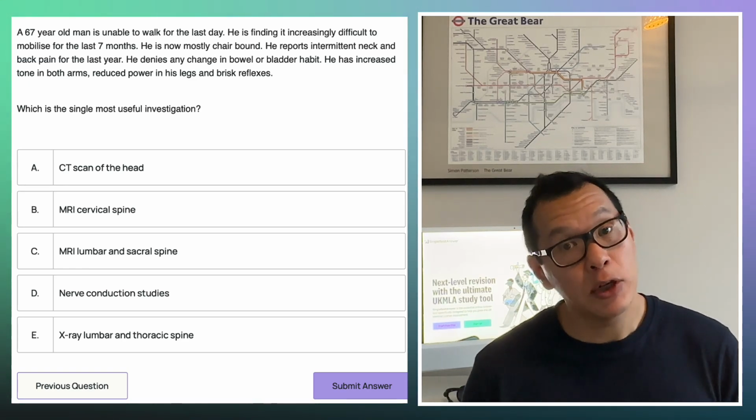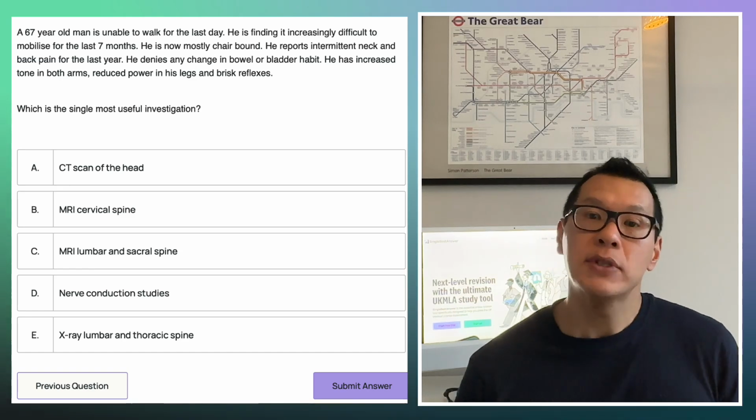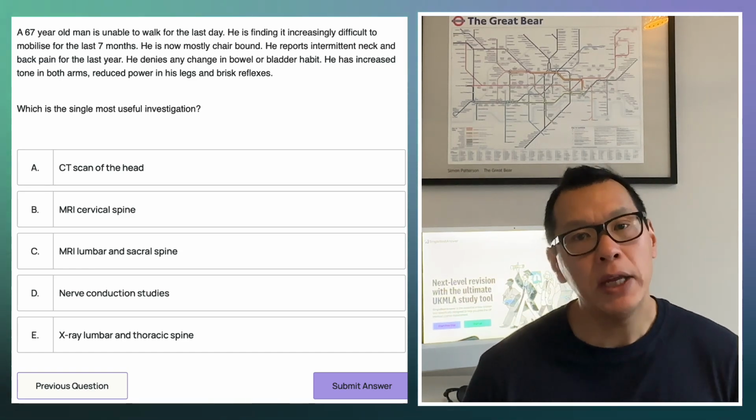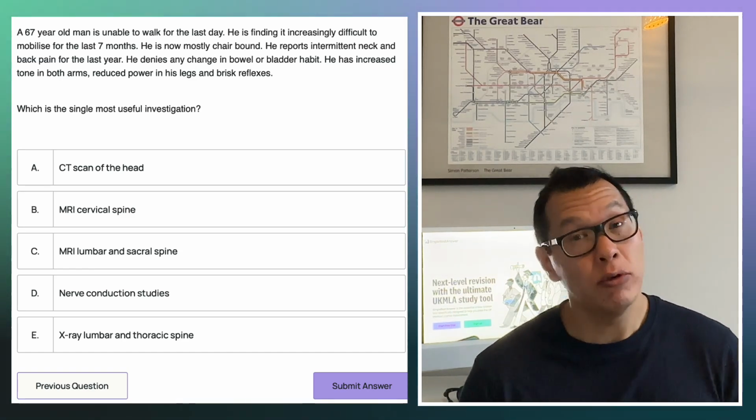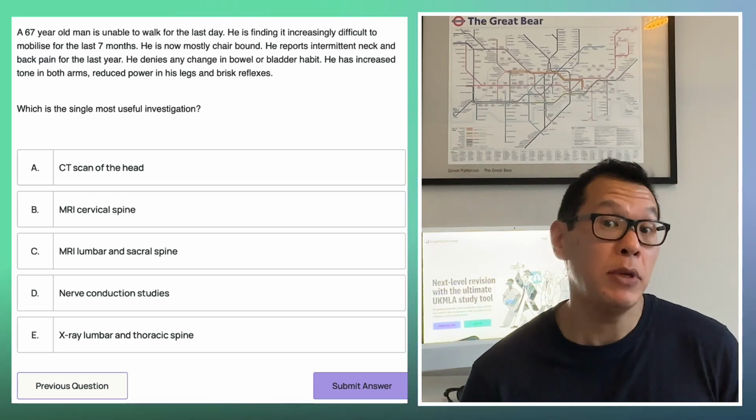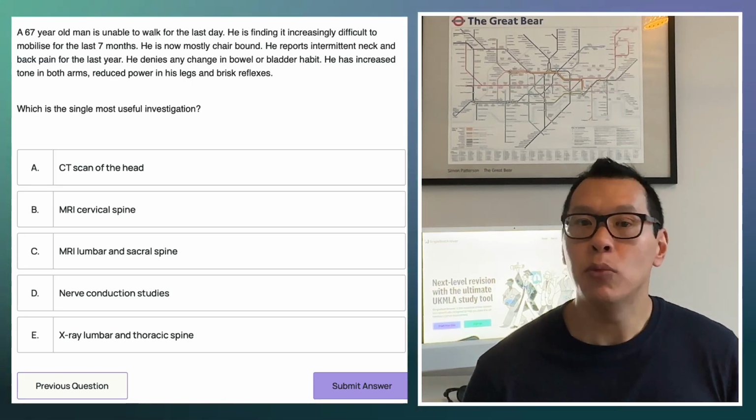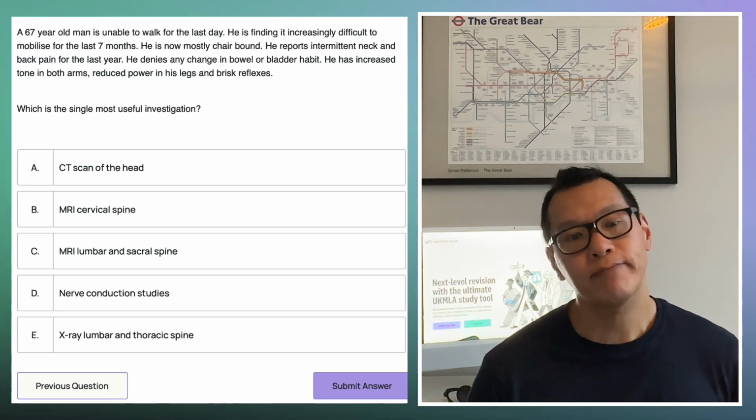What about D, nerve conduction studies? Well, if I was looking for something like a common peroneal nerve palsy, peripheral neuropathy, for example, then yes, D would be useful. But not in this case. It wouldn't explain the distribution.